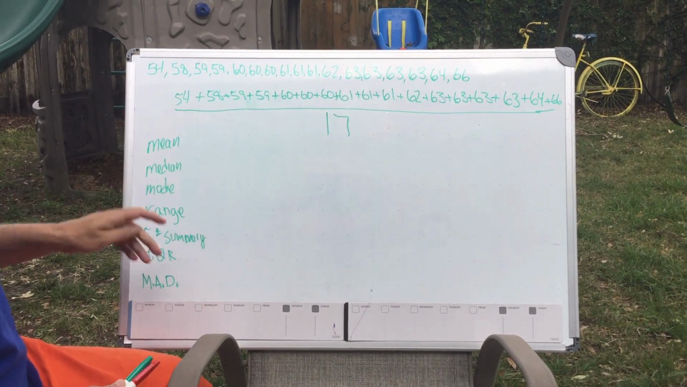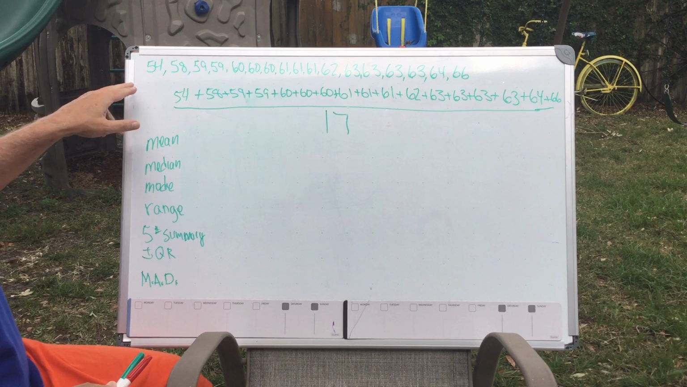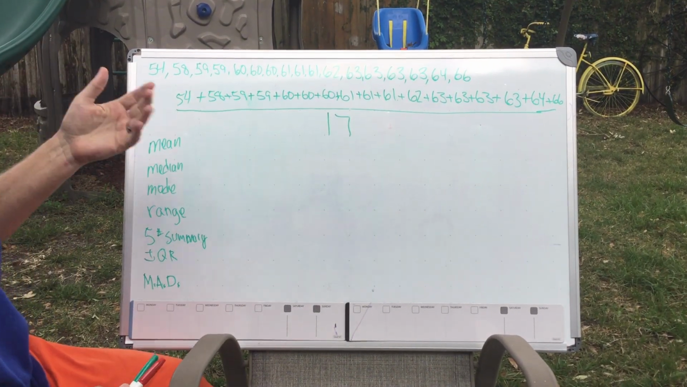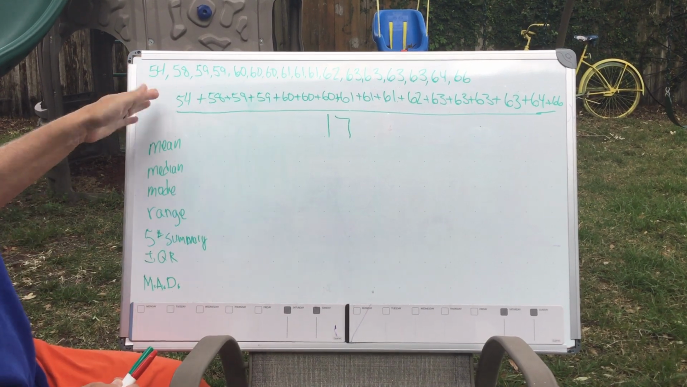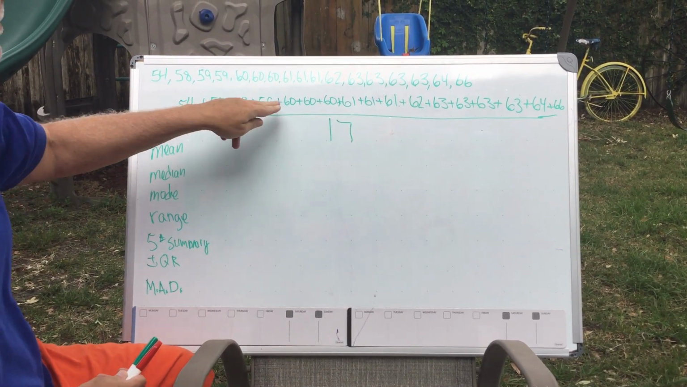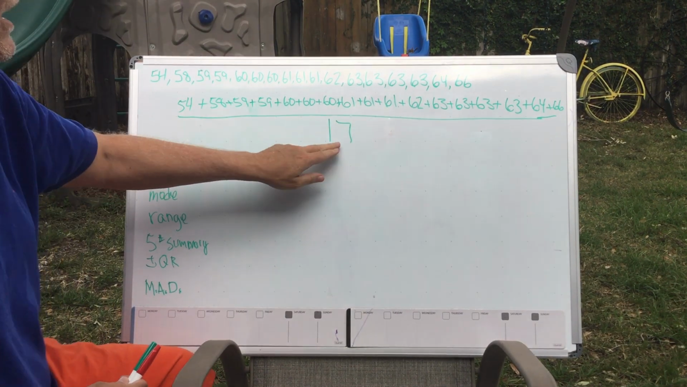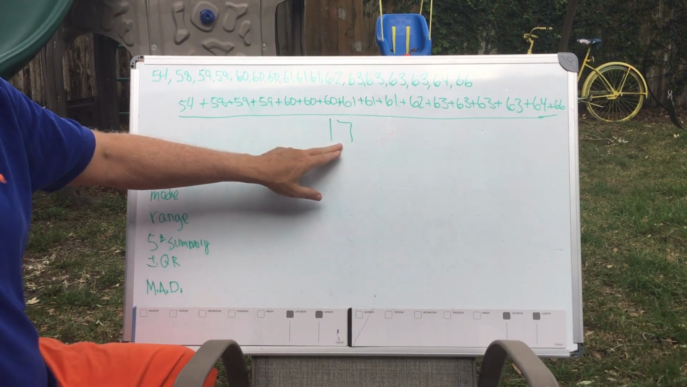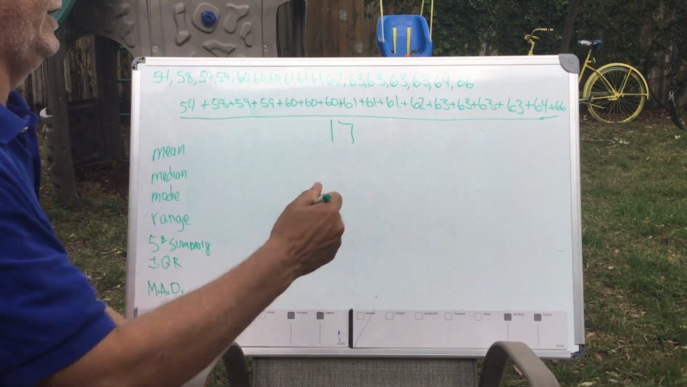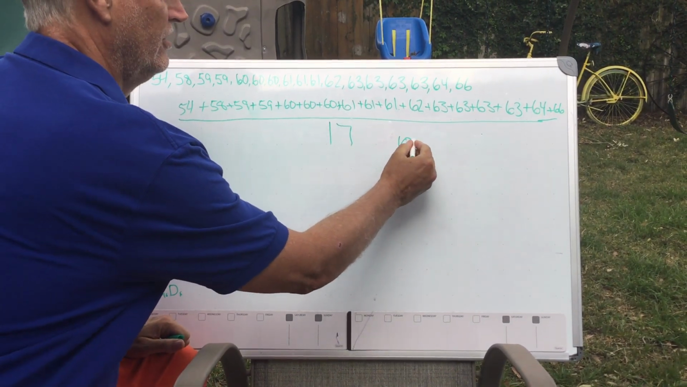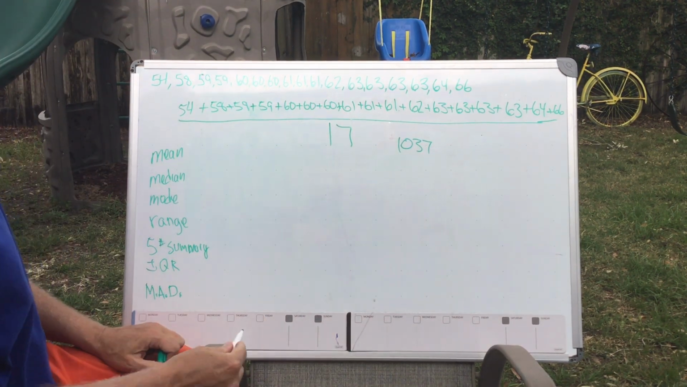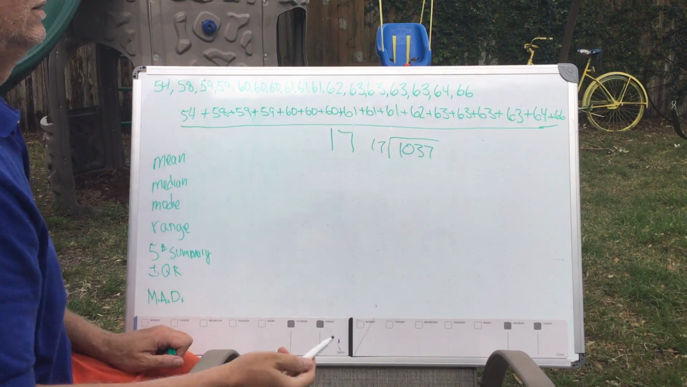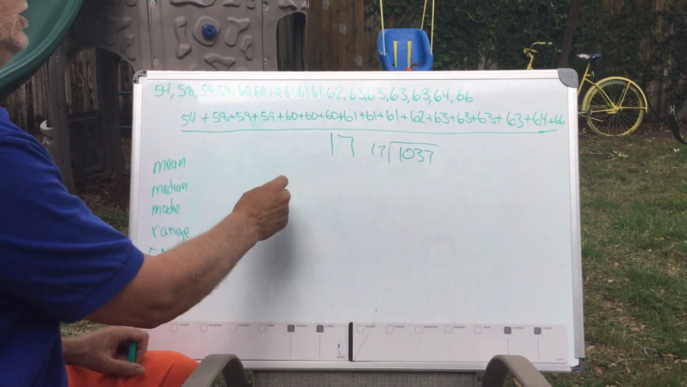It's not. So I've put the data set in order from smallest to largest. For the people who are not sure how to do the mean, you take all your data, you add up the numbers, and you divide by the total number of values in the data set. So when I add all these up, I end up with 1,037. So 1,037 divided by 17.